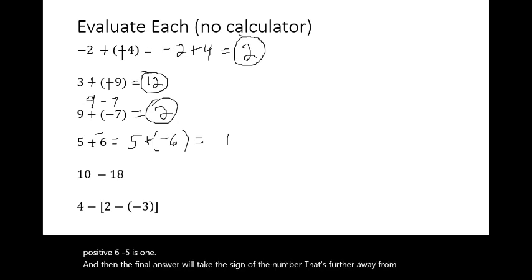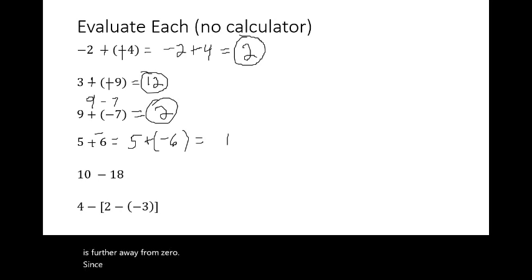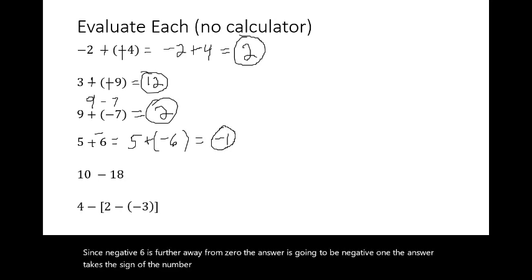And then the final answer will take the sign of the number that's further away from 0. So picture positive 5 on the number line and picture negative 6 on the number line. Which of those is further away from 0? Since negative 6 is further away from 0, the answer is going to be negative 1. The answer takes the sign of the number that's further away from 0.